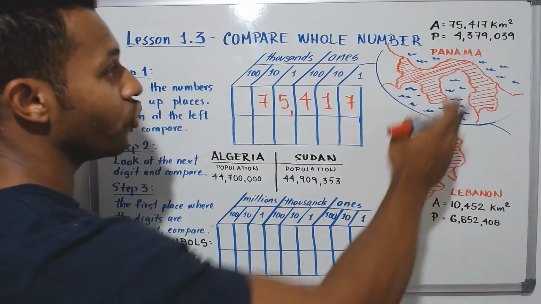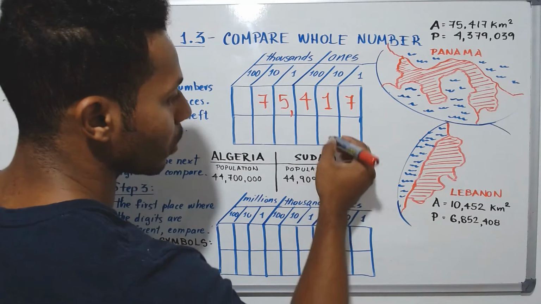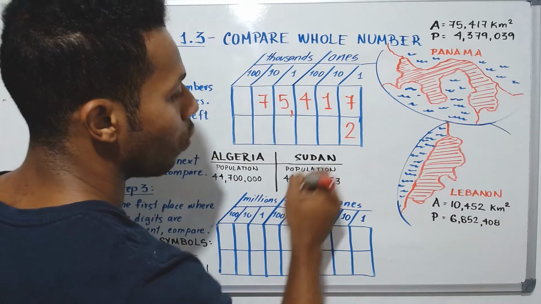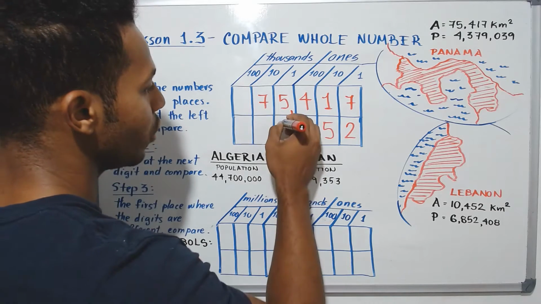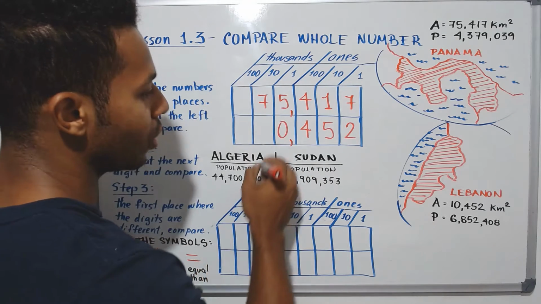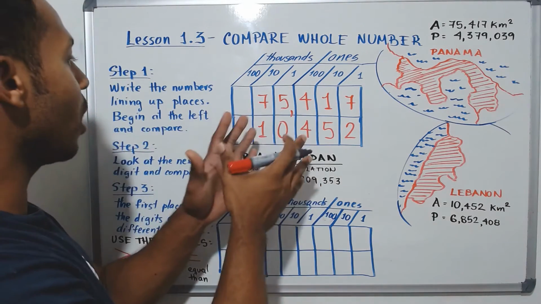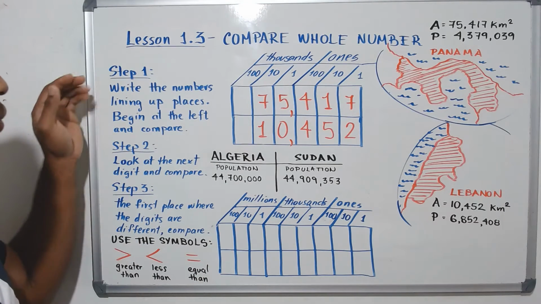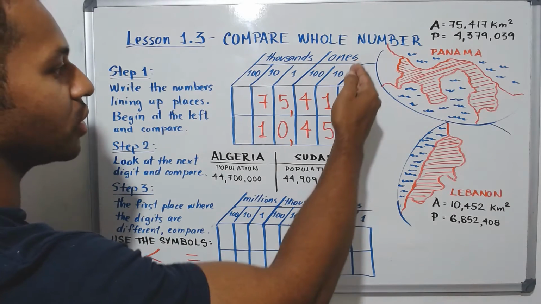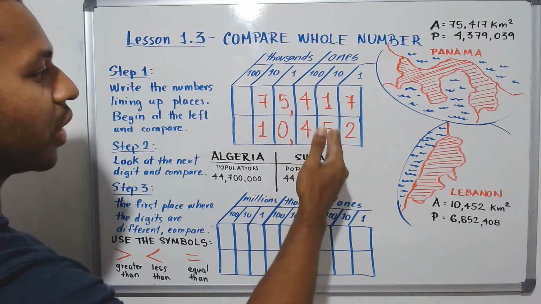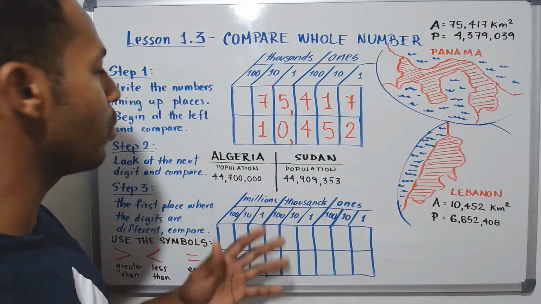Great. Now we write the second number, the area of Lebanon. The number 2 is in the ones place, 5 in the tens, 4 in the hundreds, 0 in the thousands period, and 1 in the 10,000s period. Okay, now we line up. We did the first step. Step number 1: write the numbers, lining up the places. Ones together, tens together, hundreds together, thousands and 10,000s in this example.